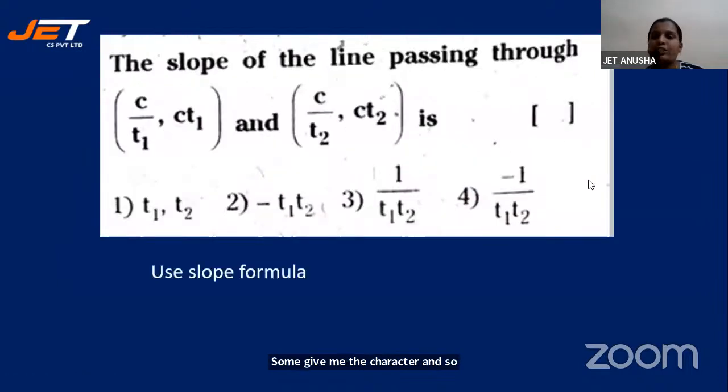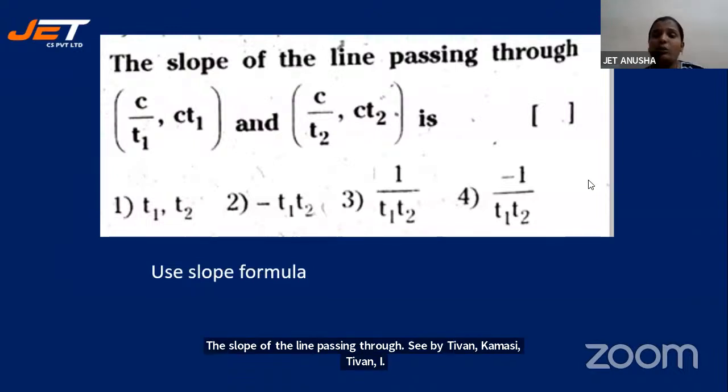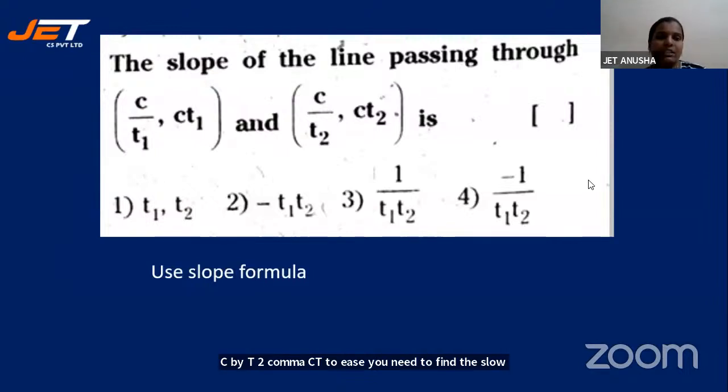Next, the slope of the line passing through (c/t1, ct1) and (c/t2, ct2) is. You need to find the slope formula. Use the slope formula. So the first one is t1, t2. The second one is -t1 t2. The third one is 1/(t1 t2). The fourth one is -1/(t1 t2).